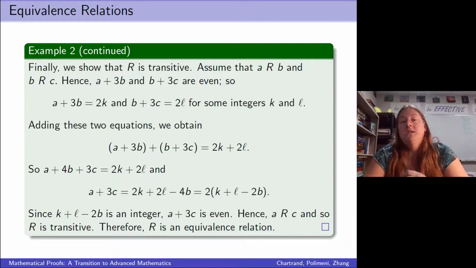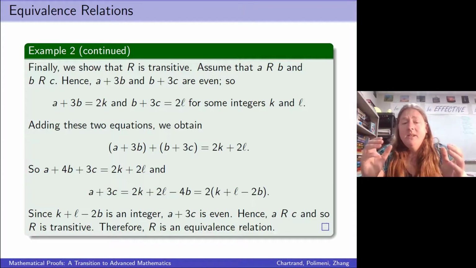Finally, to show that our relation is transitive, we are going to assume that A is related to B and B is related to C. So in this example, what that gives us is A plus 3B and B plus 3C are both even. So A plus 3B equals 2K, B plus 3C equals 2L for some integers K and L. And then we're going to add them together to find that we have A plus 4B plus 3C equals 2K plus 2L.